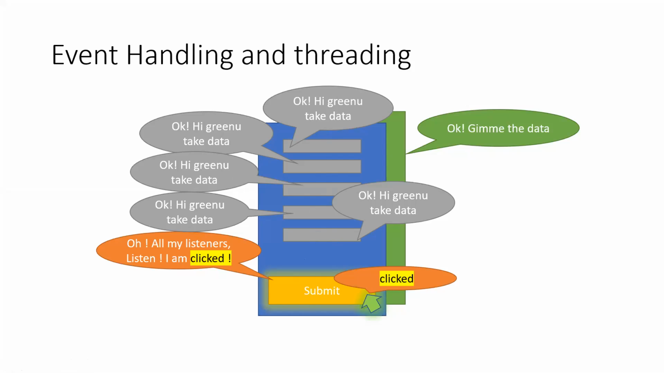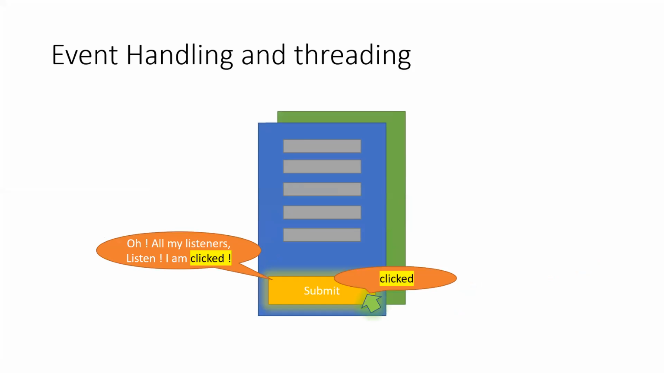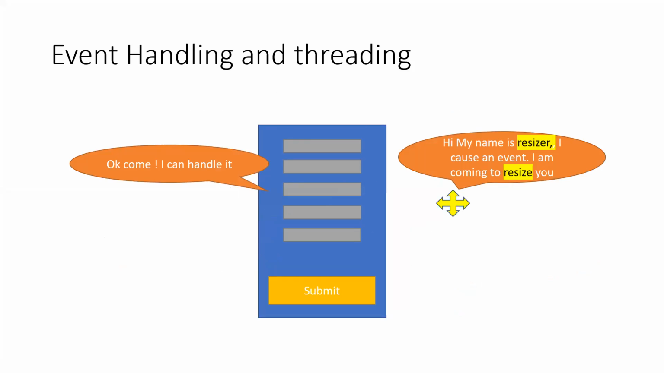So for this particular action, suppose you have entered something and you click a submit button, the submit event has occurred. It warns that, I am an event, I'm going to click you. The button says, come, I can handle you. So it says, oh, all my listeners have clicked. So Greenu, take this data.